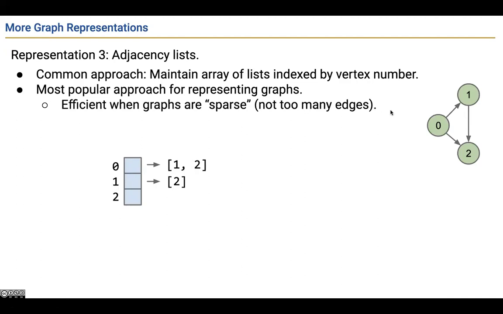Vertex 1. Who is it adjacent to? It is adjacent to vertex 2. So I have a list of just the number 2. And vertex 2, you are adjacent to nobody. So you have an empty list corresponding to index 2 in the array of lists. So it's just a bunch of lists. The ith list tells me all the vertices that are adjacent to vertex i. Okay, that's the adjacency list.